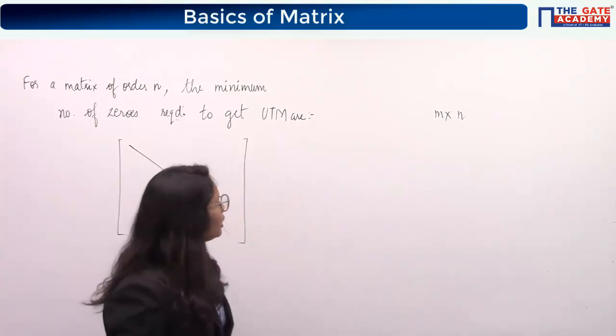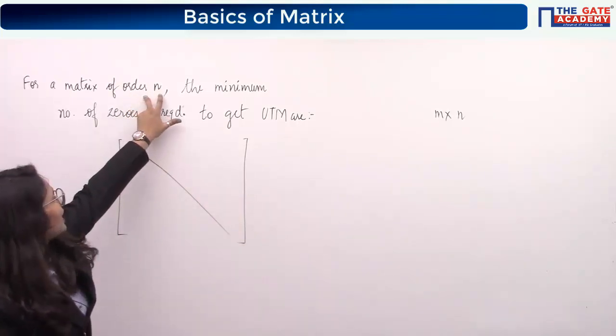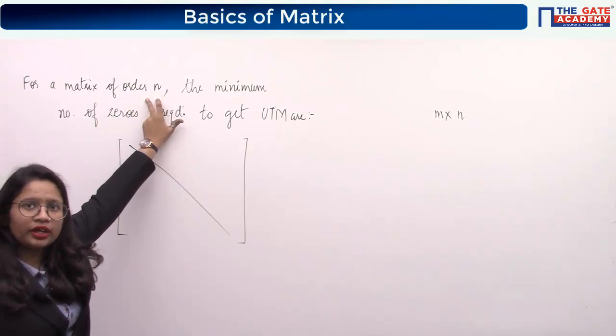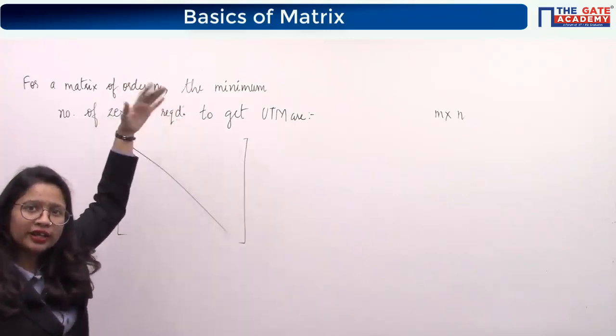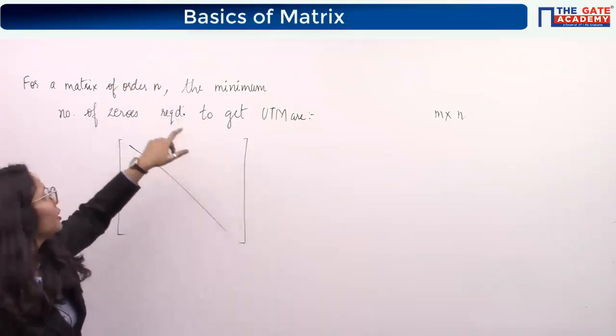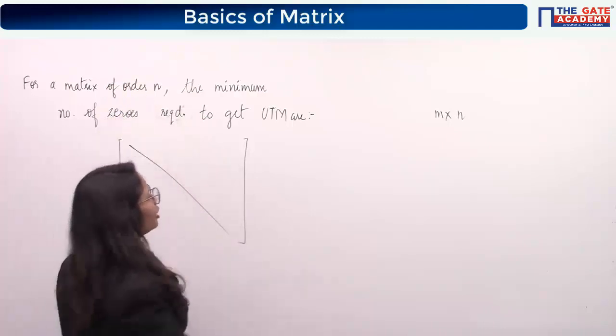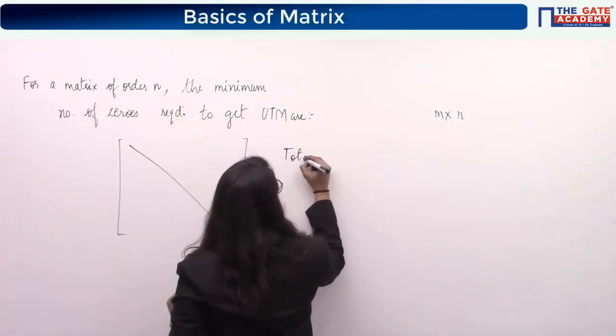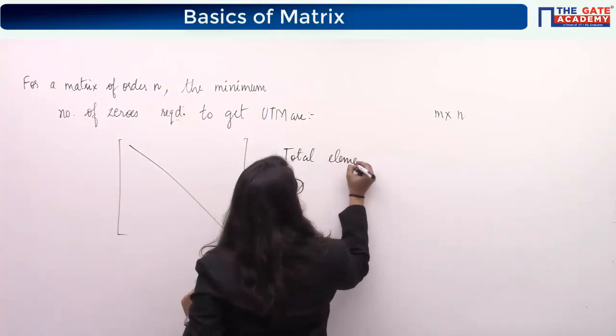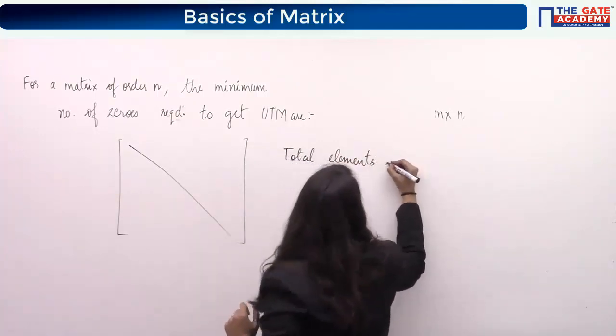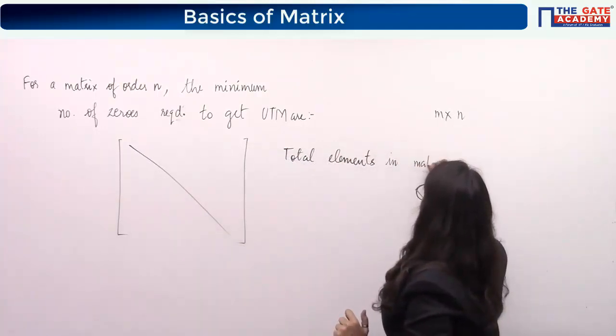Okay. Now tell me, if the order of this matrix is n. First of all, if only n is mentioned, you are already sure that it will be a square matrix. So now if the order is n, then the total number of elements in this matrix will be, total elements in matrix.